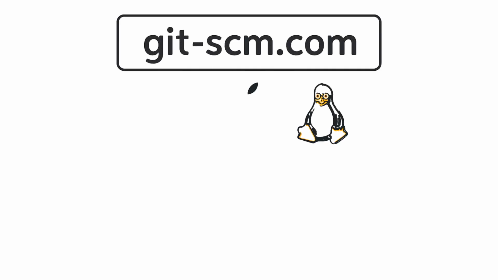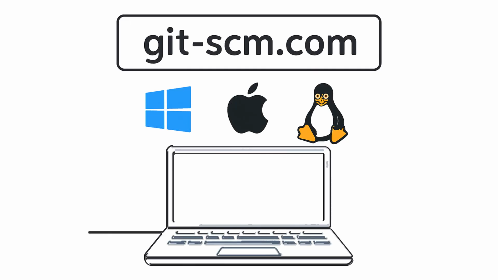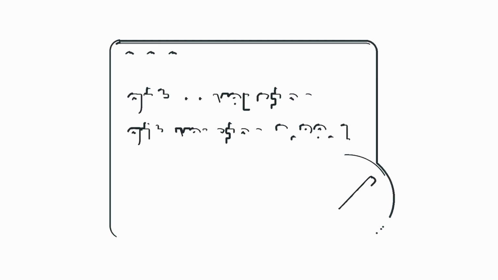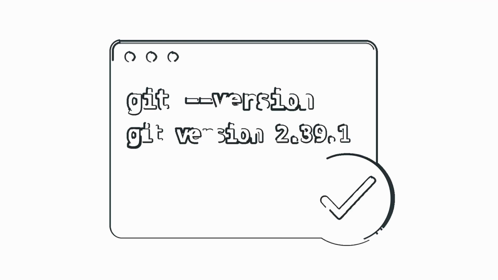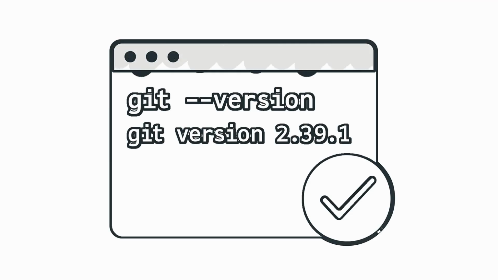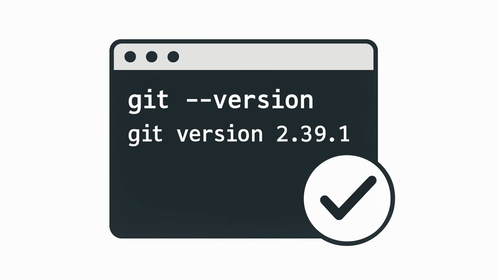your own computer. First, you need Git installed. On Windows, Mac, or Linux, you can grab it from git-scm.com. Once it's installed, open your terminal, command prompt, or PowerShell, and type git --version. If you see a version number, you're good to go.